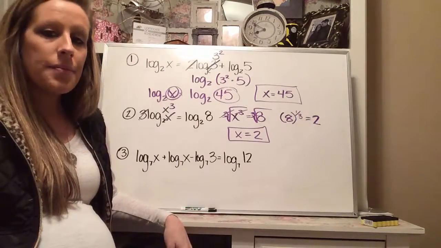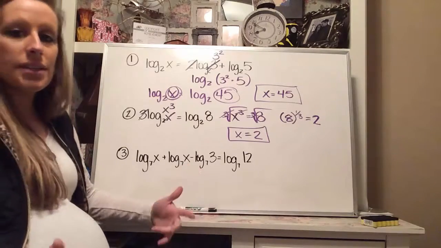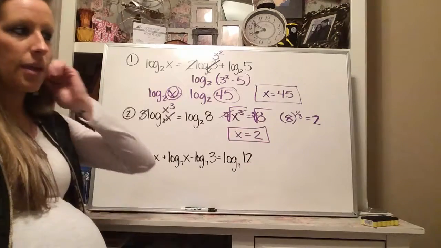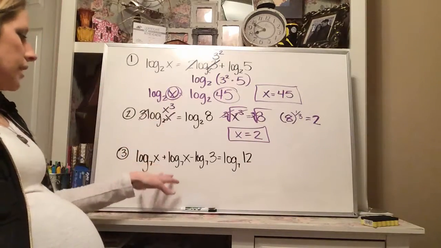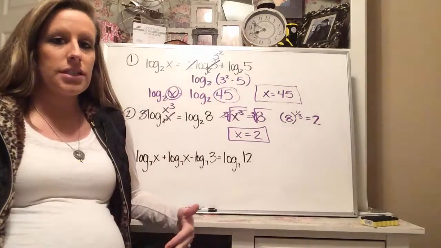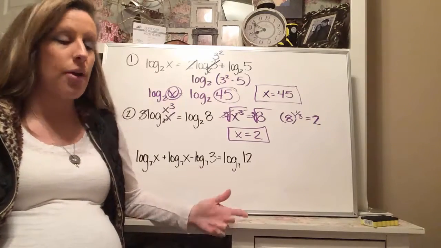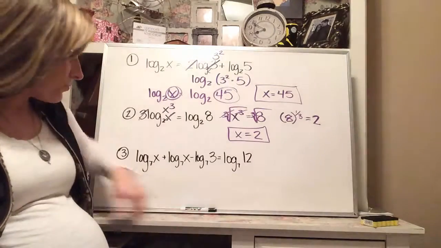Okay, let's look at number 3. Number 3, we need to condense both sides. The right side's condensed as much as it can be. That's as simplified as it gets. The left side, what I would look for first is, do I have any numbers in front of the logs? That would change to a power. Okay, in all 3 of these terms, we don't have that.